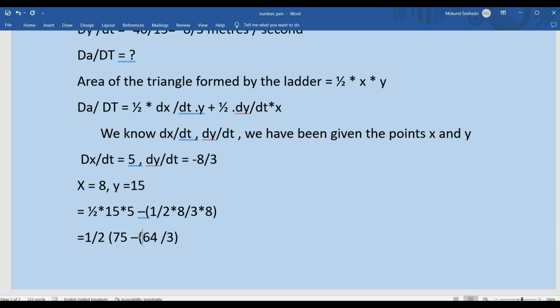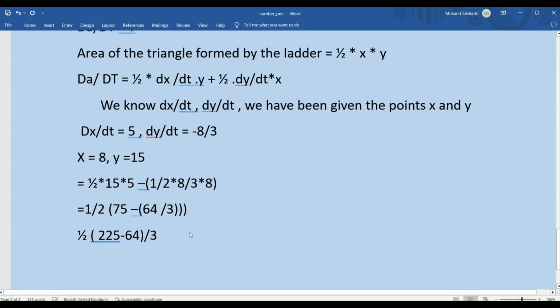So let's do this. We have half of, moving 3 to the numerator, 225 minus 64 divided by 3, right? Which means we have 161, which is nothing but 225 minus 64, divided by 2 into 3, which is 6. So this is the rate at which the area changes.